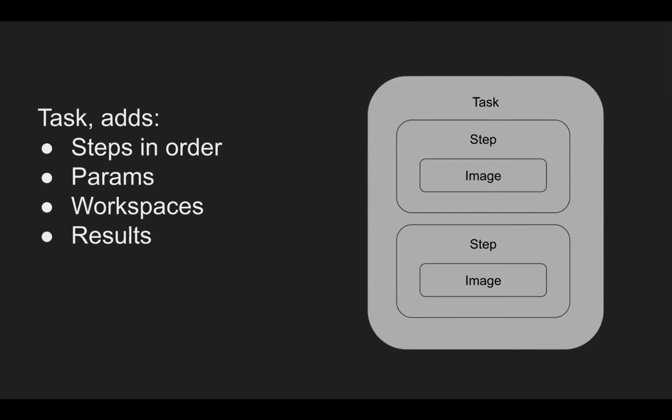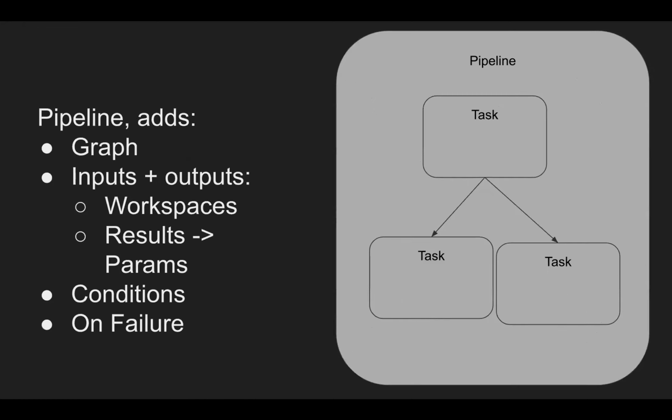On top of that, we have a concept called a task, which lets you combine steps together, and the steps are executed in the order that they're declared in. You can declare parameters that a task wants. You can declare files that the task expects, like it expects files to be written to some directory. We call that workspaces. And then you can express that the task will produce some kind of results, like, for example, the digest of the image that it built, if you're building and publishing an image.